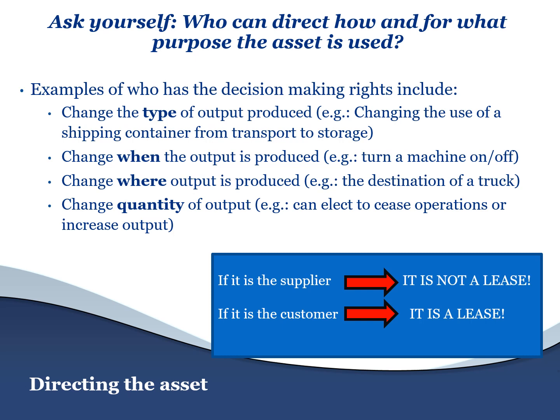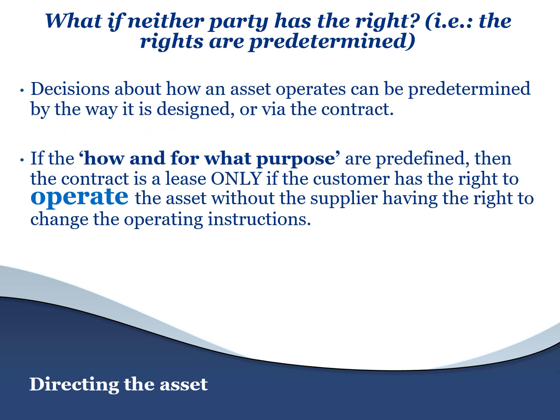Now, the question always comes out then, well, if we've decided who's got the power, what if neither party has? Let's take a look at that. If neither party has this right, well then the only option then must be that all the rights are predetermined in the agreement between the parties.